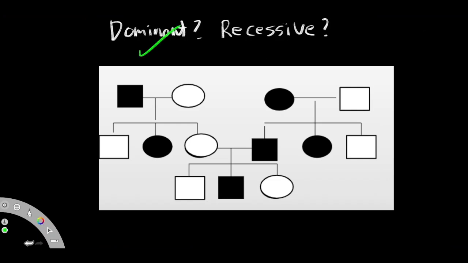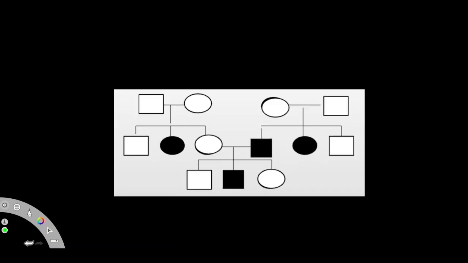All right, it is definitely dominant, okay? All affected individuals have an affected parent. Affected with an affected parent. Affected with an affected parent. All right, let's do one more before we start putting it all together. Again, is this dominant or is this recessive?